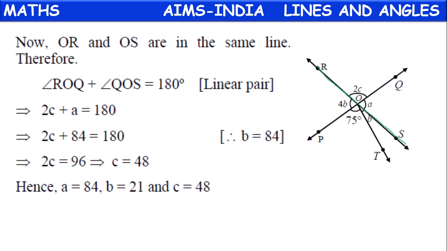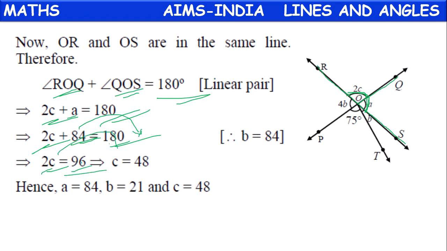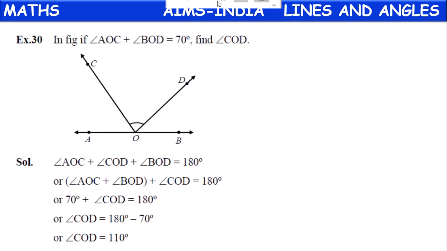RS is one line, and this OQ is a line standing on that. So on this side 2C, on this side A. This will be a linear pair, 180 degrees. So ROQ plus QOS is 180, 2C plus A is 180, 2C plus 84 is 180, so 2C equals 180 minus 84, 96. C equals 96 by 2, 48. So we have the A value, B value, and C value. Next one.